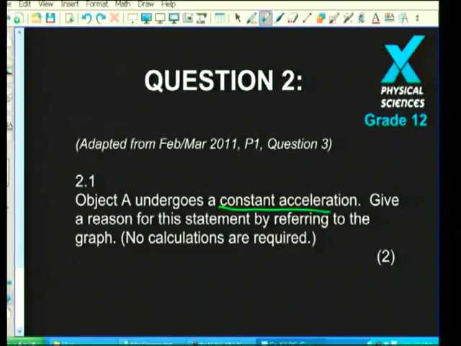Object A undergoes a constant acceleration. Give a reason for the statement. So by referring to the graph, no calculations are required. They're telling us information, but we've got to give a reason for why that information is true. For 2 marks, no calculations are required.